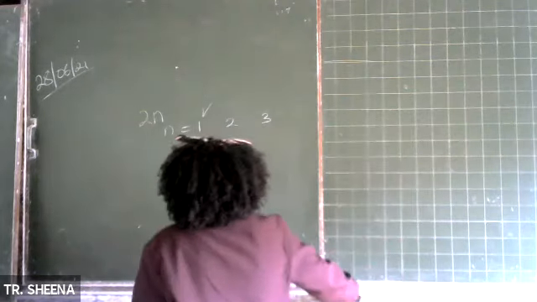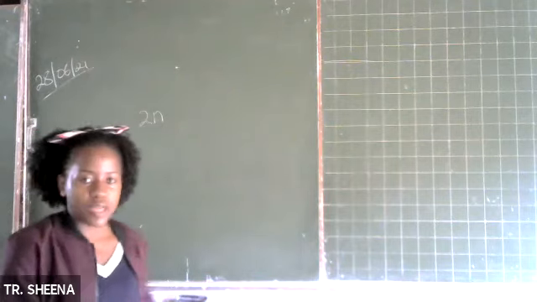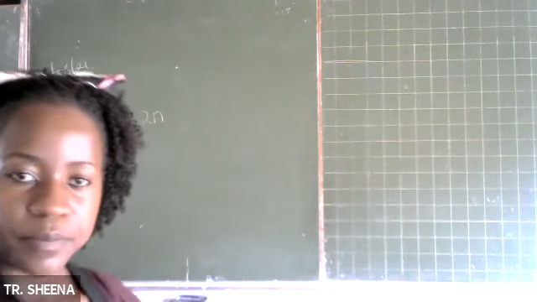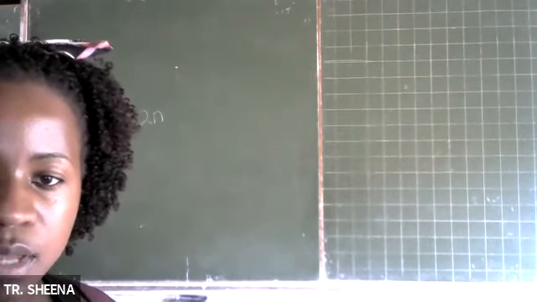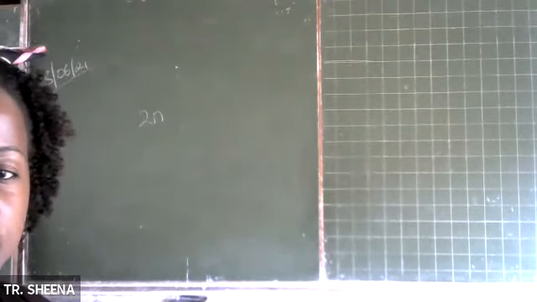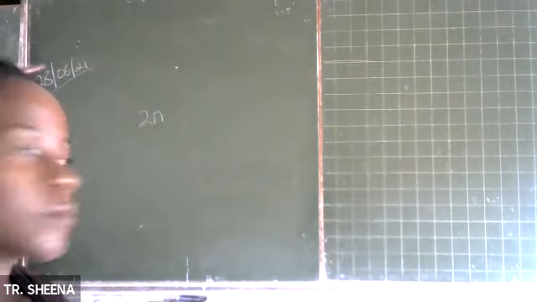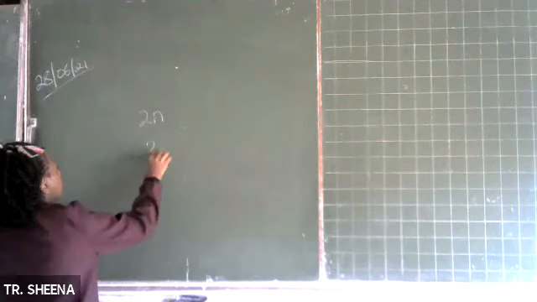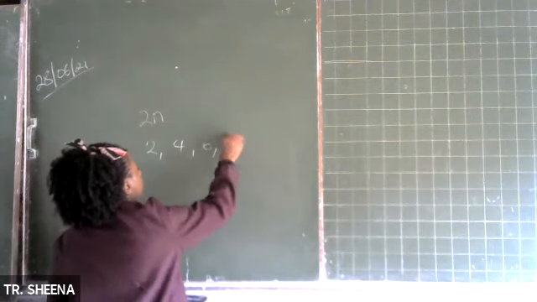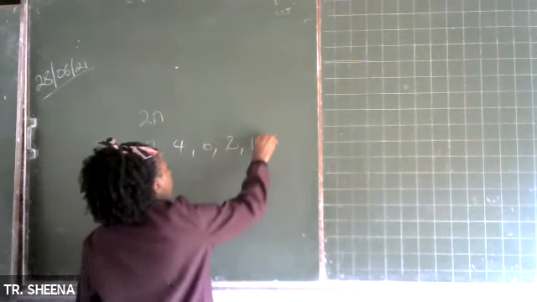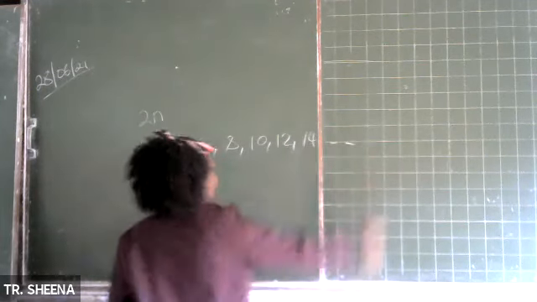For example, if we are to use this formula to write down a sequence, our formula is 2n. What would our sequence be? Can someone tell me what our sequence would be if our formula was 2n? It should be 2, 4, 6, 8. Let me add some: 12, 14, and so on and so forth.